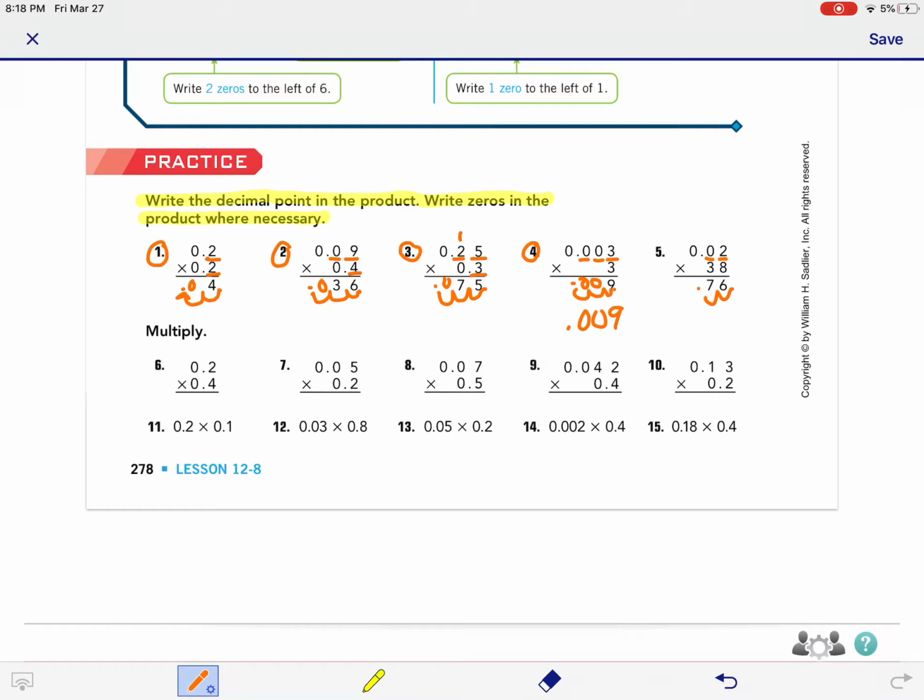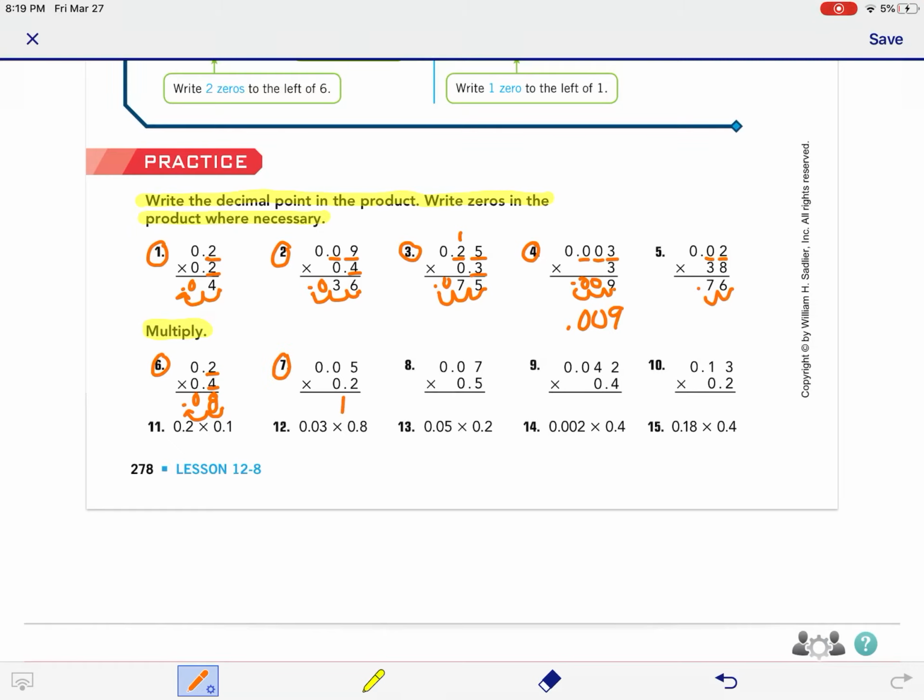All right, now down here is where they are actually saying multiply. They didn't give us the answer. So we've got to say, for number 6, 2 times 4, how easy is that, right? We're pretending there's no decimal points. So there we go, 8. How many decimal places? 1, 2. That means it started out here on a whole number, 1, 2. 0.08 or 8 hundredths.